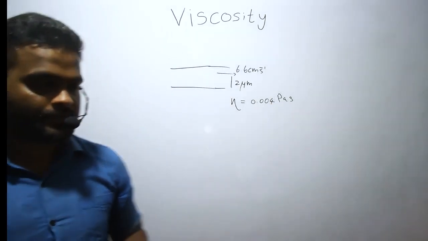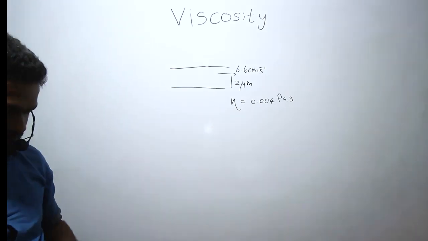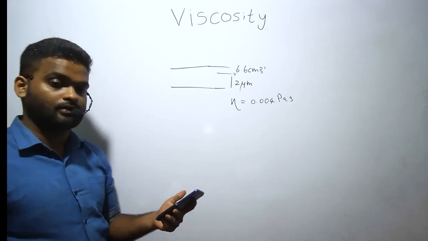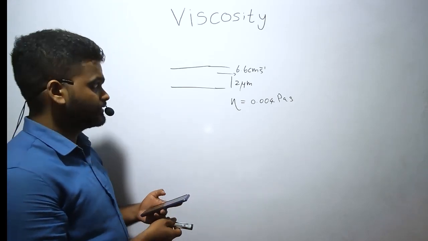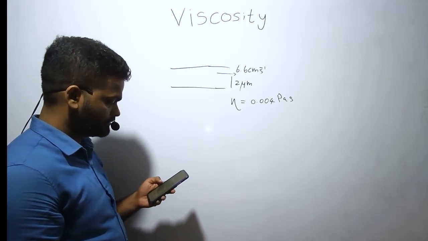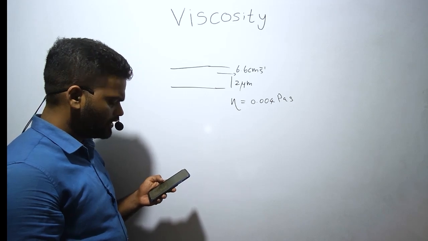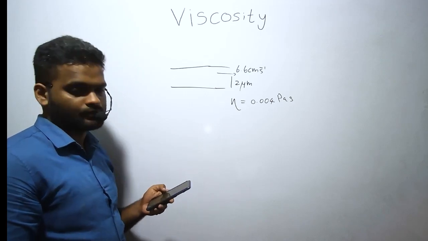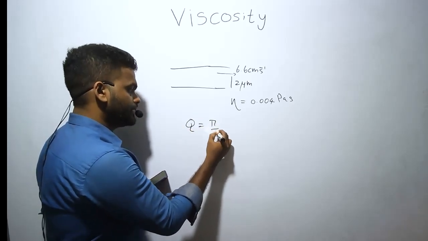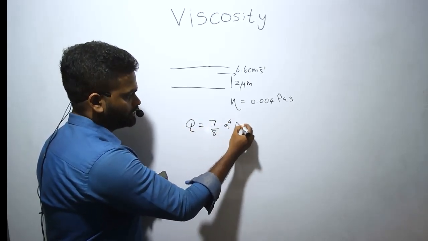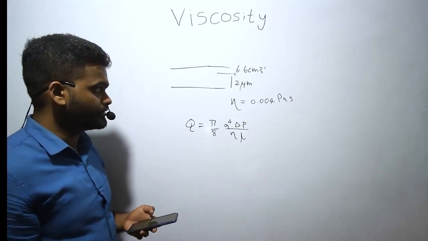Okay, let's see. So this is an artery, right? Artery means to have a blood flow. We'll just write the equation first. Flow rate is not given, right? Flow rate is not needed. Q equals pi over 8 a to the power 4 delta P divided by eta L. So I just wrote the equation.